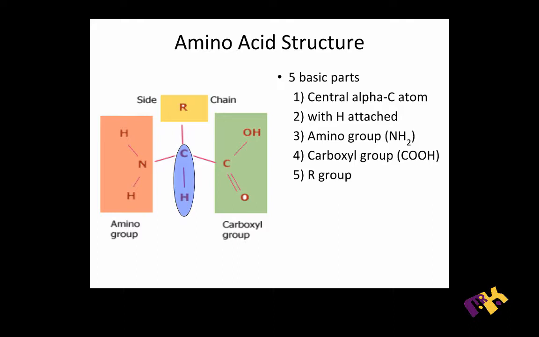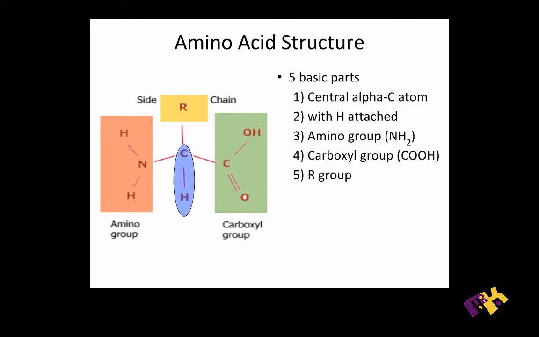The R group is known as a side chain, and it's what makes one of the 20 different from the rest. It's like a plug-and-play spot. All amino acids will have these items here. What makes them different from one another is what you connect here at the R chain. So they'll all have amino groups. They'll all have that central carbon with a hydrogen. They'll all have that carboxyl group.